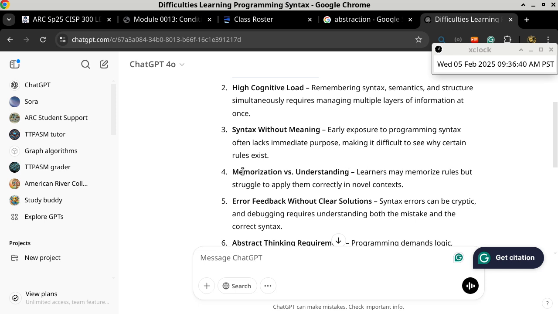Memorization versus understanding. This is always a good discussion, the difference between these two. Memorization is just that. Okay, I give you a phone number and I ask you what was the phone number that I just gave you like 5 seconds ago. If you have good memorization techniques and capability, you go, oh, easy. Okay, I can recite all 10 digits just like that.